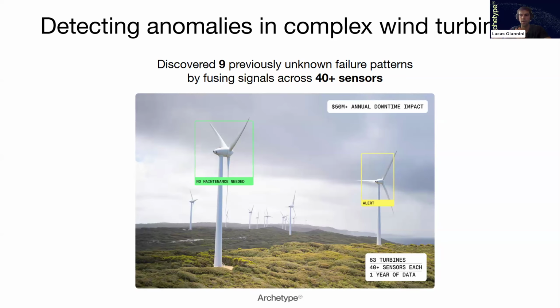Of course, this is a very complex industry, right? And the impact is huge. At the end of the day, that generated more than 50 million in annual downtime impact. So that's a pretty significant use case that one of our pre-built agents solved. That's pretty interesting.